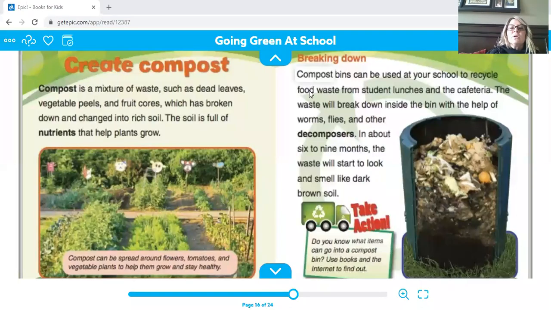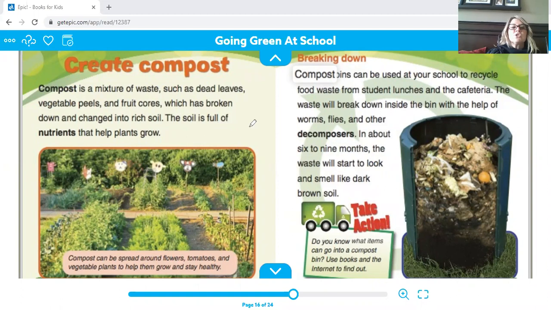All right, so without any more time, I'm going to share my screen with you. And we're going to look at this called Going Green. Okay. So, Going Green at School. It says here, create compost.